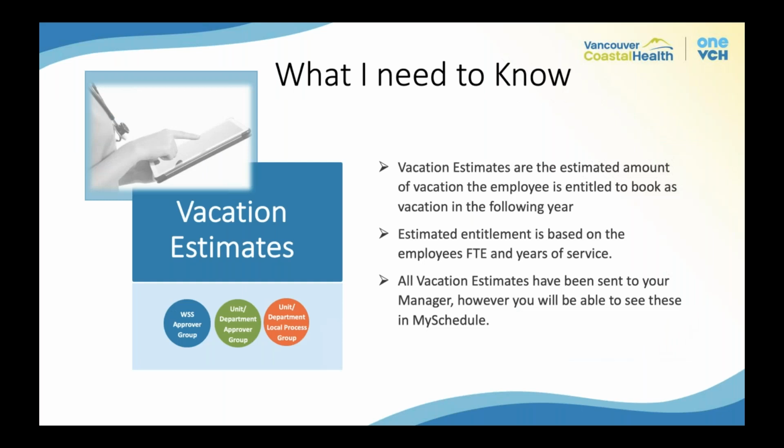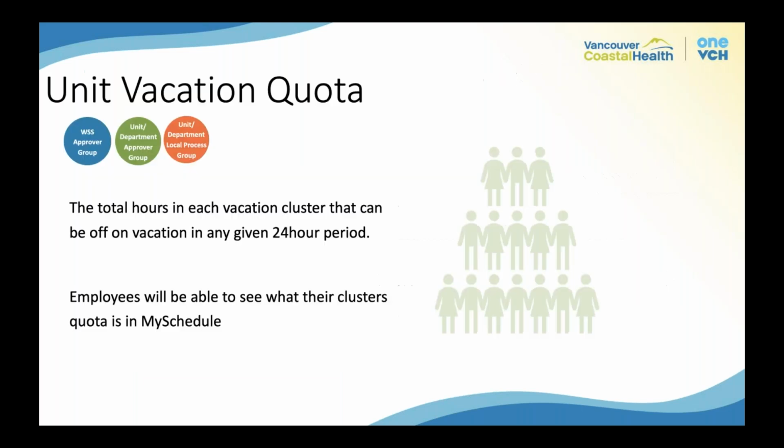Vacation estimates are also reflected in MySchedule once you log in. Vacation estimates are the estimated amount of vacation that you as an employee are entitled to book as vacation in the following year. Estimated entitlement is based on your employee FTE and your years of service. All vacation estimates have been sent out to your managers, so you can contact them in the interim before the MySchedule page comes online. You will also be able to log into MySchedule once it becomes available in October and see what your estimates are for the 2020 year.